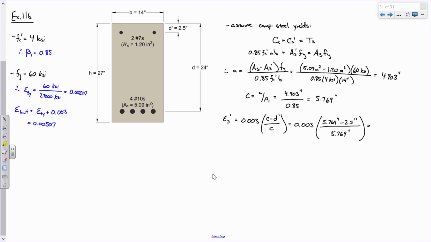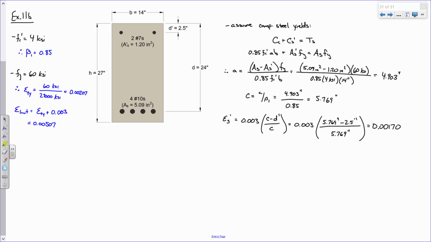And so what are we getting for a strain value here? Anybody got an answer for me? Say like 5 decimal places on this. 0.00170. 0.00170. Do I have a second on that?